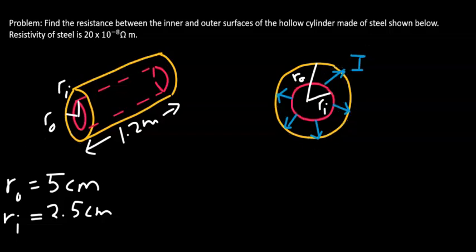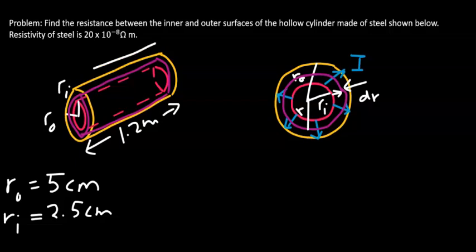So let's create first a very thin cylindrical shell like that, shown here in purple. In the cross-sectional view, that thin cylindrical shell appears somewhere there. Let's assume the radius of that shell is r, and the thickness of that shell is dr, and it extends all the way throughout the length of the cylinder. Let's calculate the resistance due to that thin cylindrical shell first.